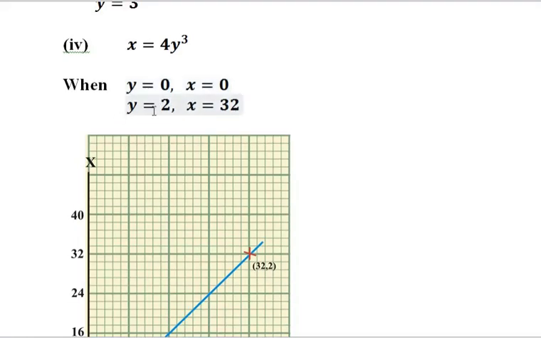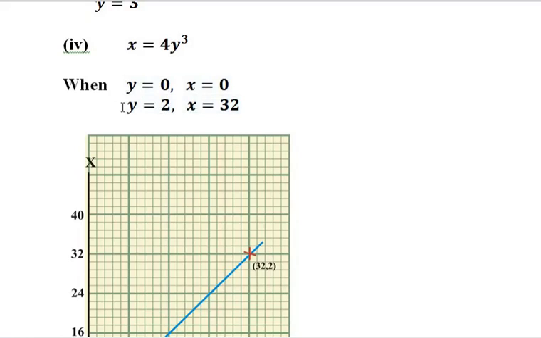Now if I take y equals 2, keep in mind you can also take y equals 1 to find the value of x for y equals 1. But I will take y equals 2, so by putting this y equals 2 in equation x equals 4y cube, we get 2 times 2 times 2, 8, 8 times 4, 32. So x is equal to 32.